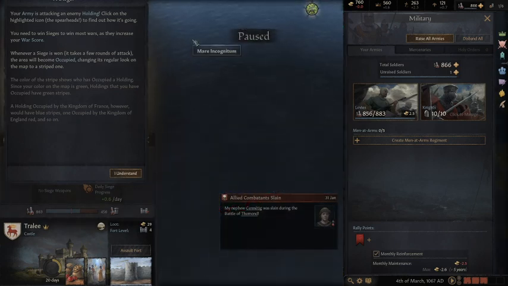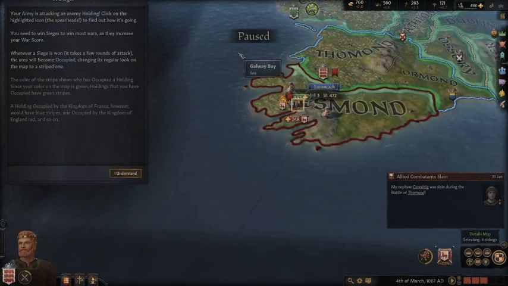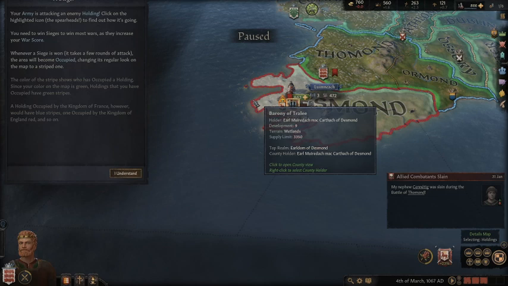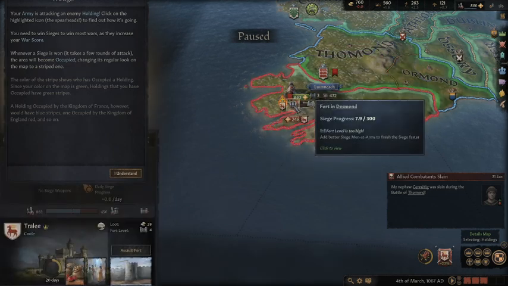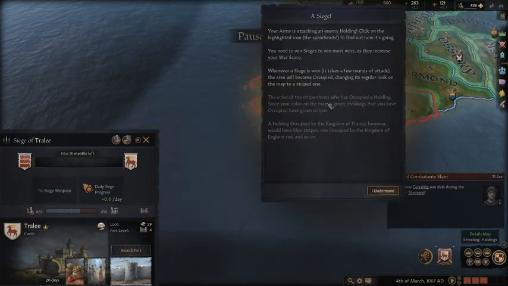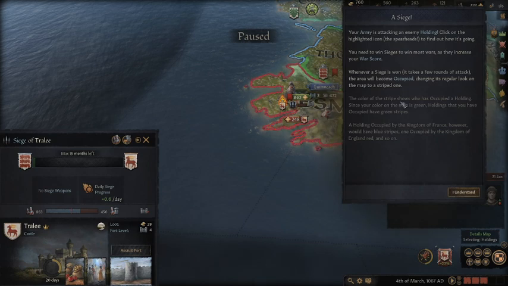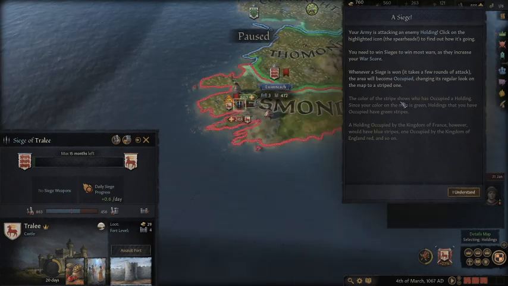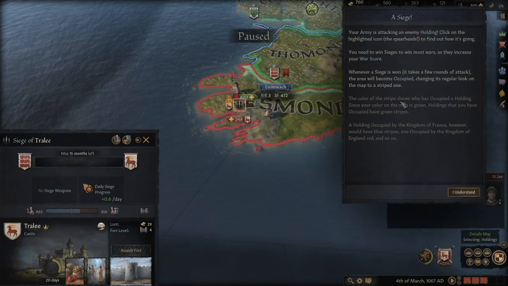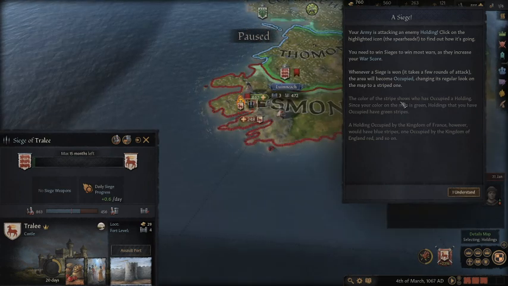And you need to win the siege just to win most wars. Because the game is not running super great on my computer, and my mouse being terrible, I ended up losing sight of the siege thing. Now, let's do it again. Each siege win is needed to win most wars.